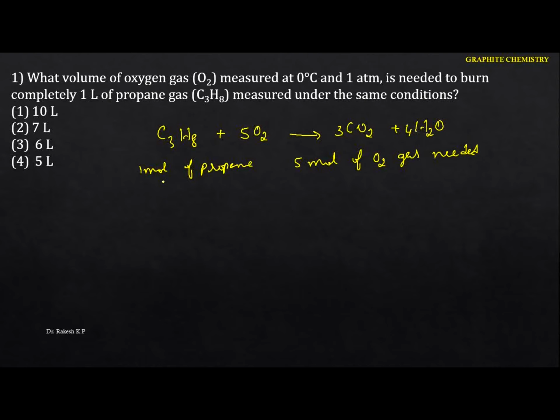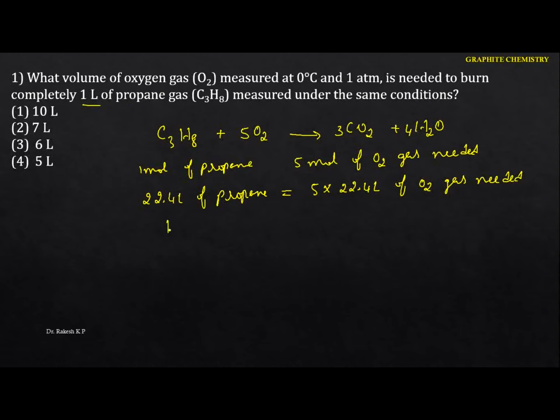But we know that 1 mole of any gas occupies 22.4 liters at STP. So 22.4 liters of propane requires what exactly the volume, that is 5 into 22.4 liters of oxygen gas needed. Now just go to the given conditions here. What they're given is 1 liter of propane. What will be the volume of oxygen gas?